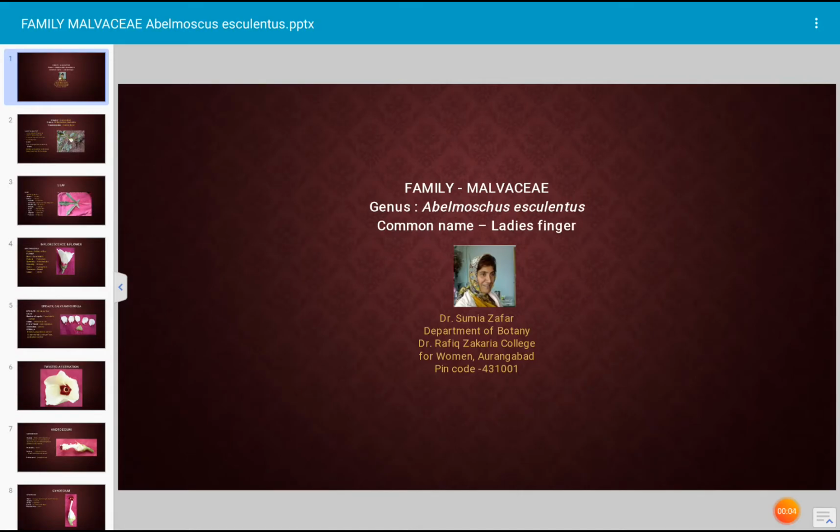Today's topic for discussion is a description of a specific plant, that is Abelmoschus esculentus. This is a member of family Malvaceae, and the common name of this plant is lady's finger. It is a vegetable crop, a cosmopolitan plant. That means it occurs throughout the world. It is grown as a vegetable everywhere for its fruits.